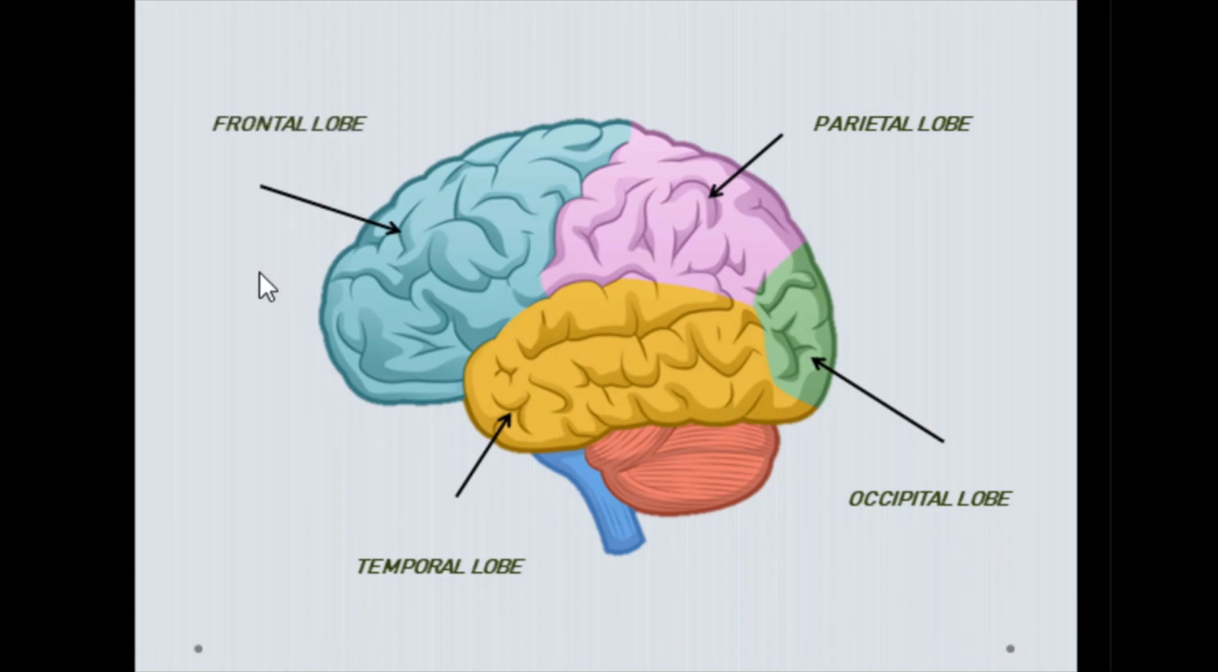Now everybody say again the lobes of the cerebrum. Frontal lobe, parietal lobe, occipital lobe, temporal lobe. Your turn. Well done, everyone.